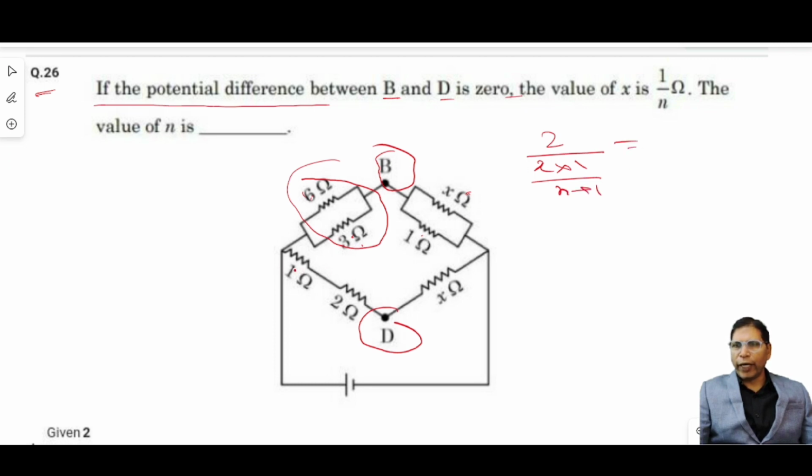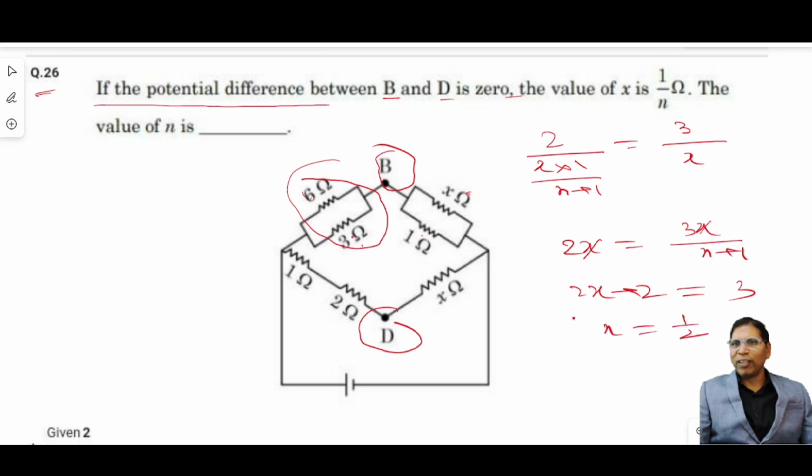Look at this, this is the C combination. This is 3 divided by x. Now look at this, 2x equals 3x divided by x plus 1. Now x and x cancel out. Therefore twice x plus 2 equals 3, so x equals half. Look at this, x equals half equals 1 by n, so n equals 2.